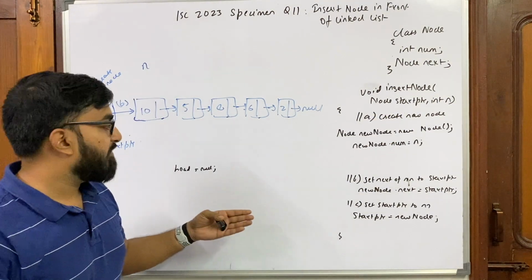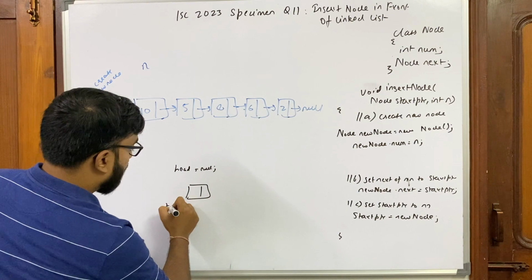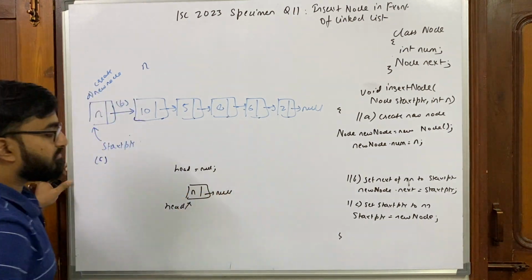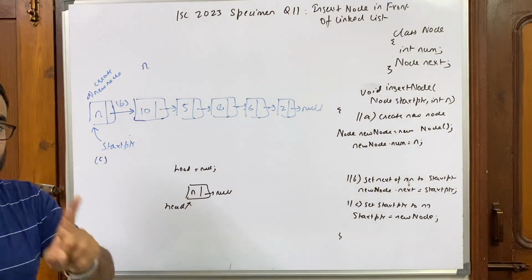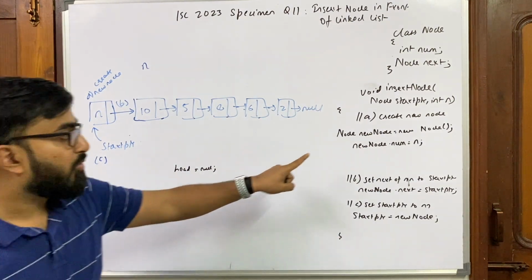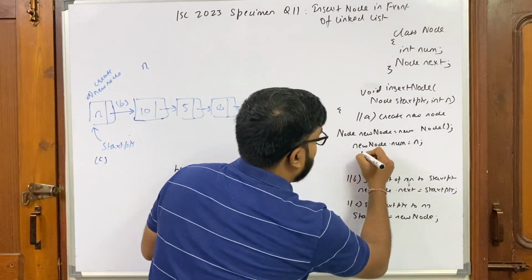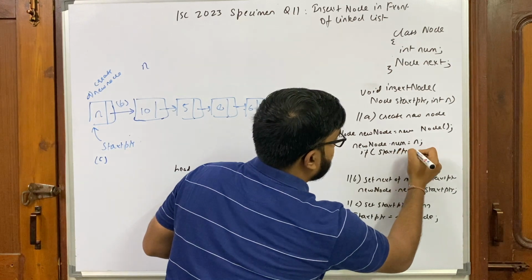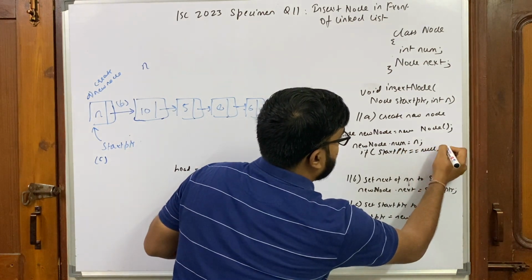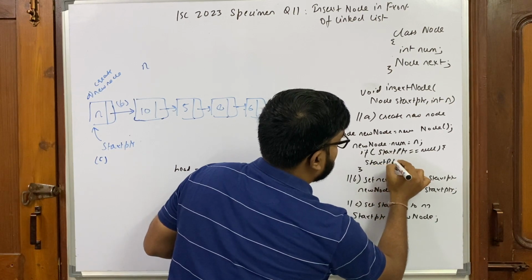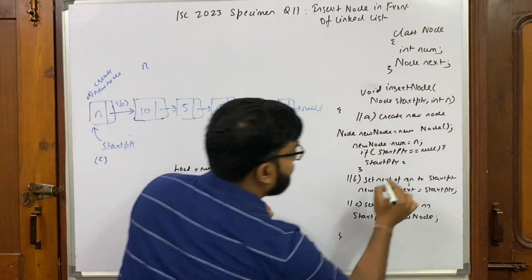So for the case where the list is empty, you create a new node and you set the head to the new node, because this new node is going to be the single node in the linked list, so head should be pointing to this. So start pointer should be pointing to this new node. If start ptr is null, it means the list is empty. We set start ptr to this new node.